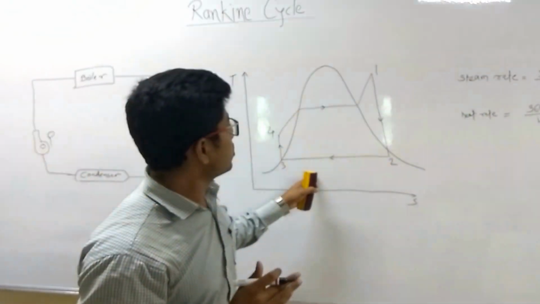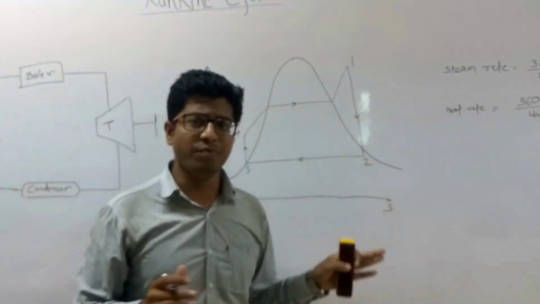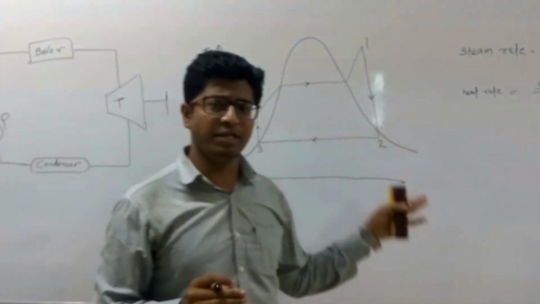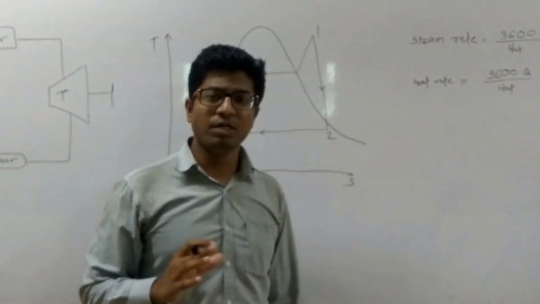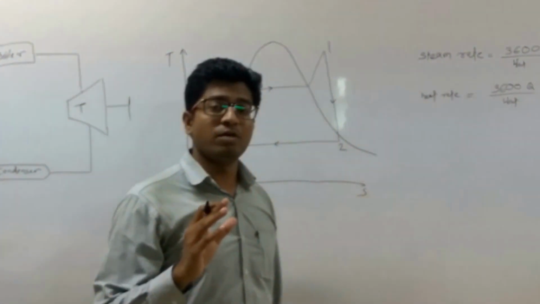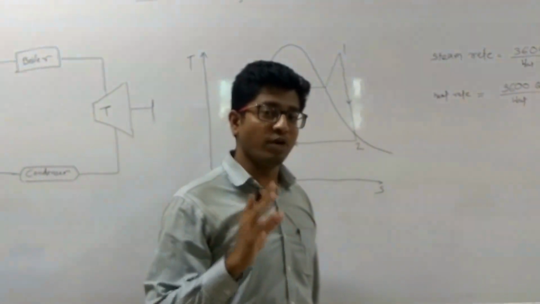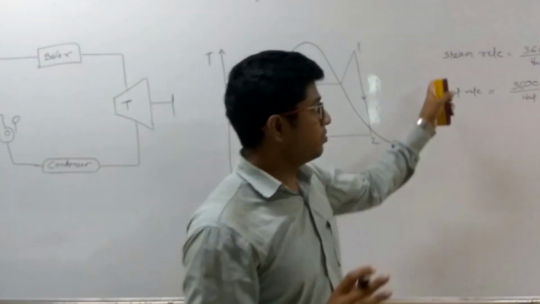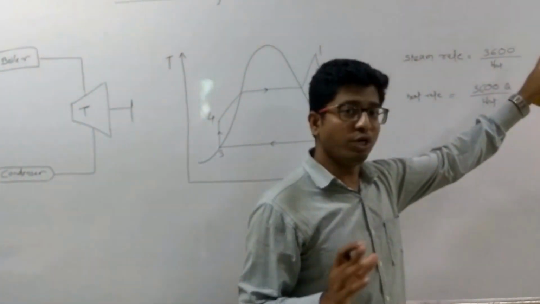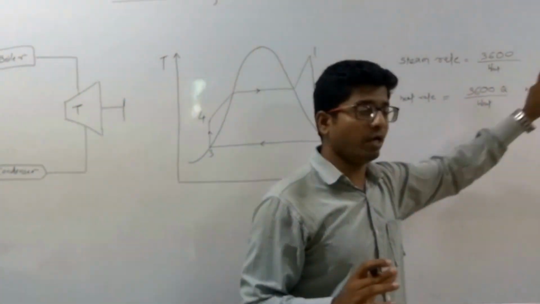Before going to the Rankine cycle directly, we have to know some basic terminologies like steam rate and heat rate. So what is steam rate? Steam rate is nothing but the net work produced by 1 kg of steam. Steam rate is equal to 3600 divided by W net. The unit of steam rate is kg per kilowatt hour.